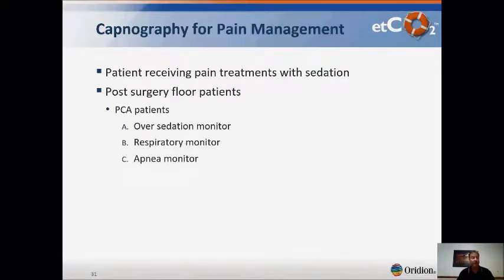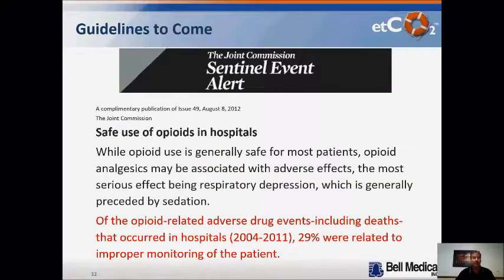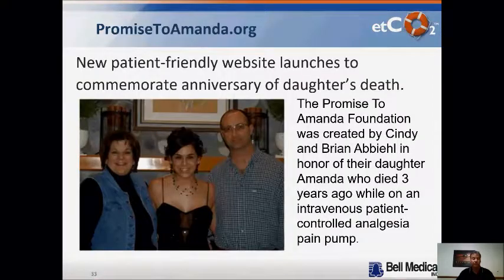Capnography for pain management, we talked about this. We'll talk about some examples of patients that have actually died on a regular floor of a hospital because they've been on pain management. The Joint Commission came out and said that opiates used in a hospital for pain management are generally safe for most patients. Opiate analgesics may be associated with adverse effects, the most serious being respiratory depression, which is generally preceded by sedation. The bottom part here says that of the opiate-related adverse drug events, including deaths that occurred in hospitals, 29% were related to improper monitoring of the patient. So a third of them.